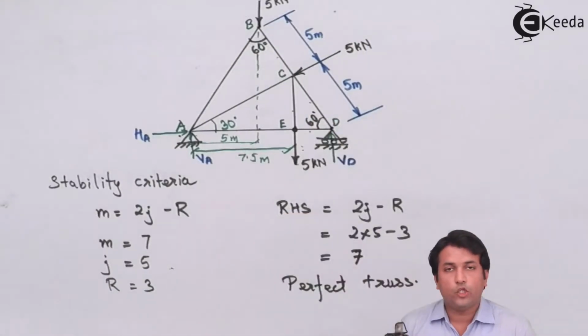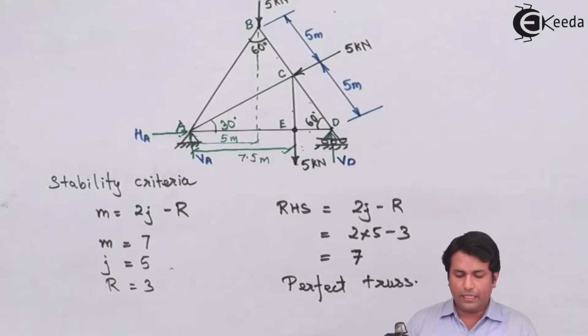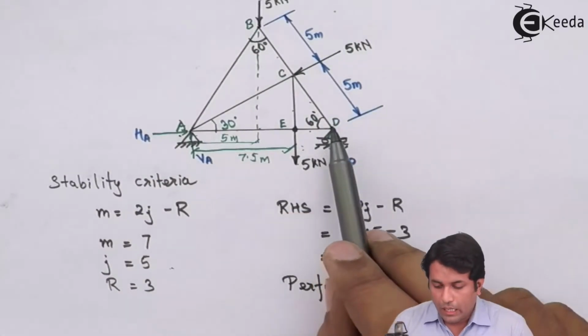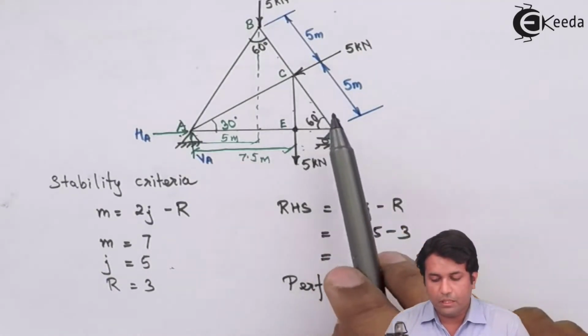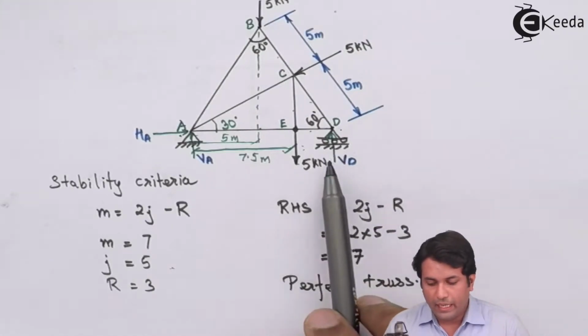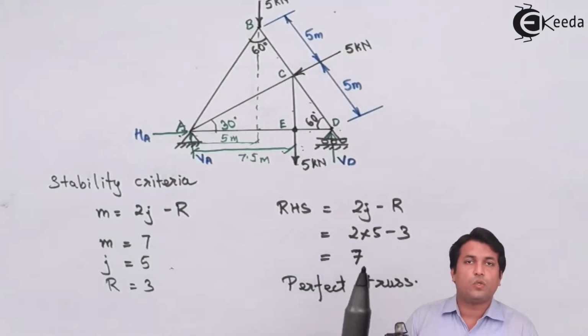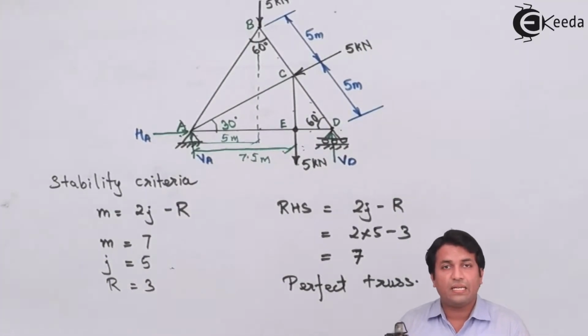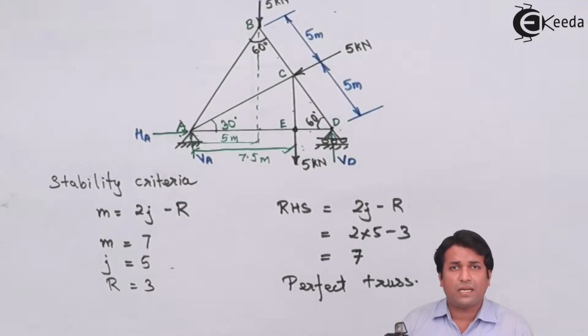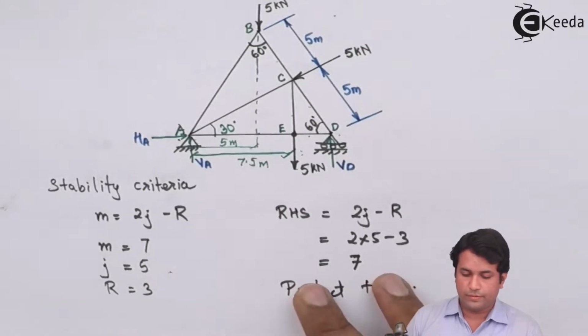Suppose I take joint D. What happens at joint D? I don't know the force in member ED. I don't know the force in member CD, but I know this vertical reaction. So in that case, I have only two unknowns, that is ED and CD. I can easily apply the condition of equilibrium and find out the forces in both the members.